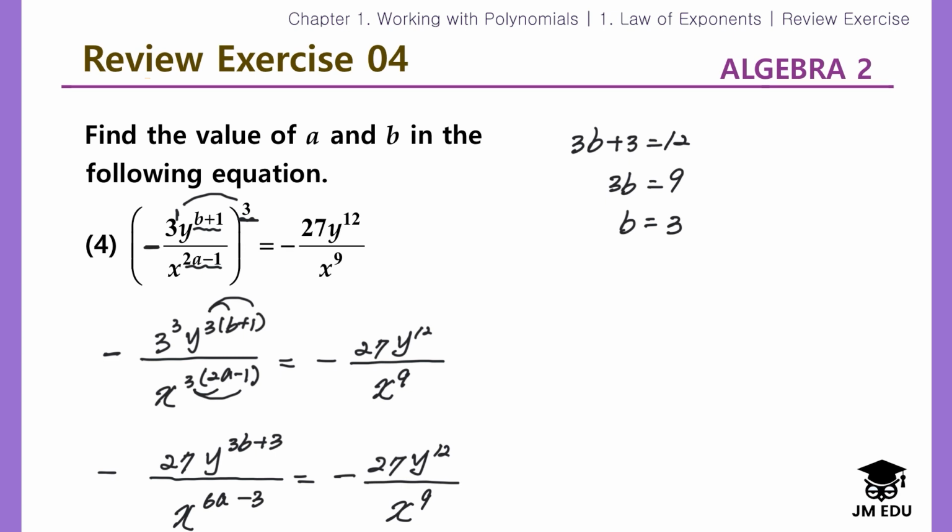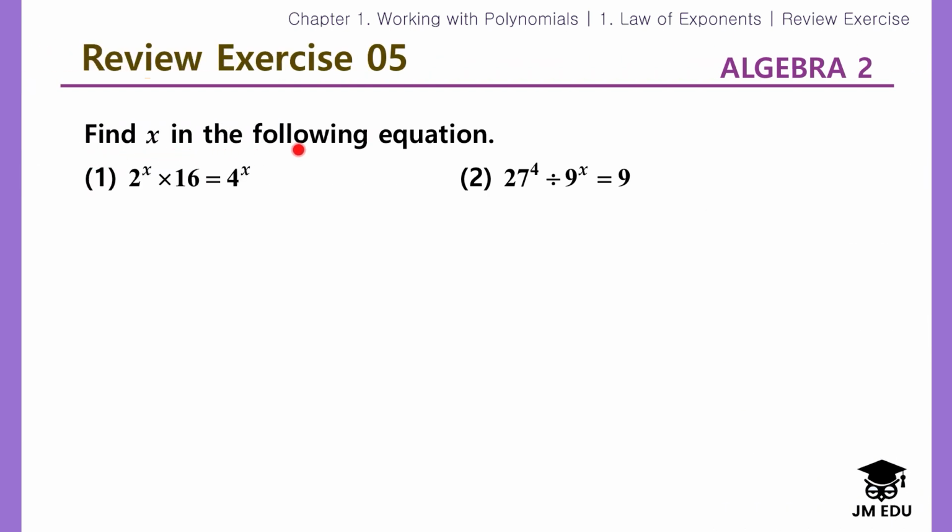Here we have x to the power of 6a minus 3, x to the power of 9. So 6a minus 3 has to be equal to 9. So 6a minus 3 is equal to 9. So 6a is equal to 12, divided by 6 gives us a is equal to 2. So a is equal to 2 and b is equal to 3.